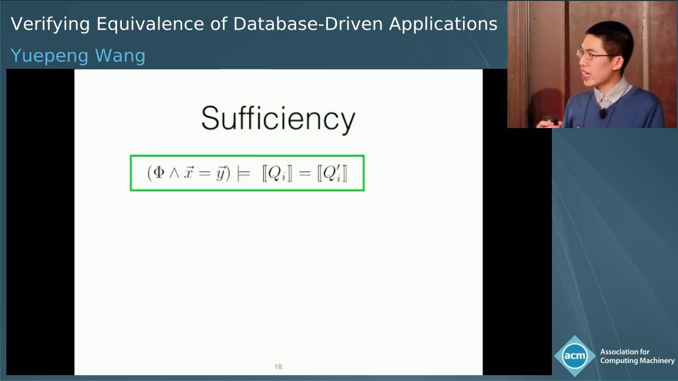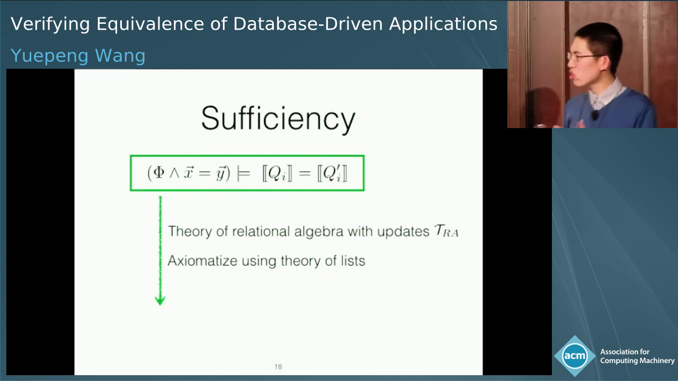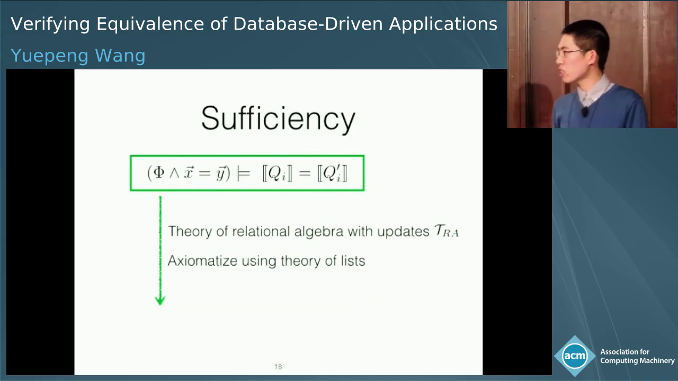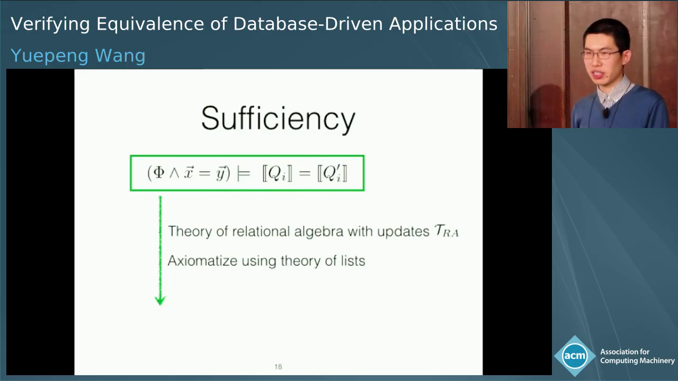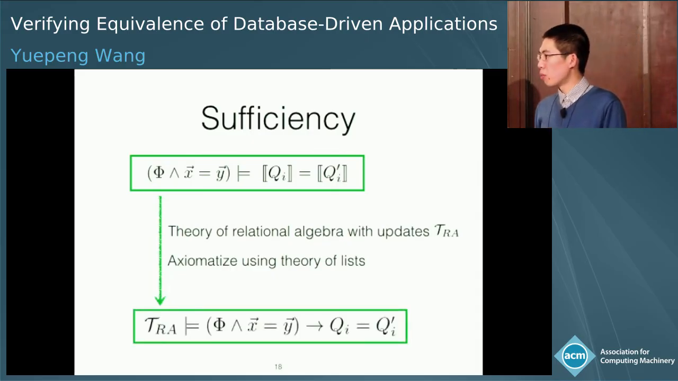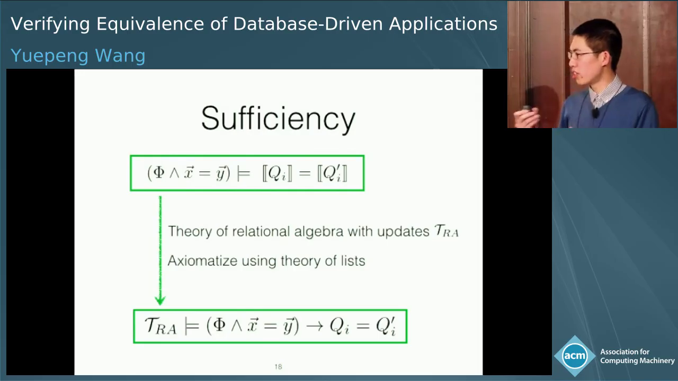Given a candidate bisimulation invariant phi, we want to check if it's strong enough to show the equivalence. Towards this goal, we develop a theory called theory of relational algebra with updates, or TRA for short, to encode the constraints and transactions we encounter in the program. Then we schematize this theory using theory for lists, so that an SMT solver can automatically reason about it. Then the sufficiency checking boils down to checking this logical formula is TRA valid.